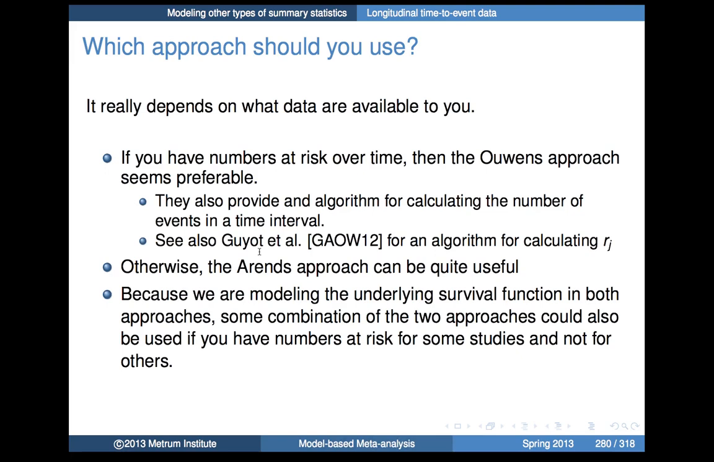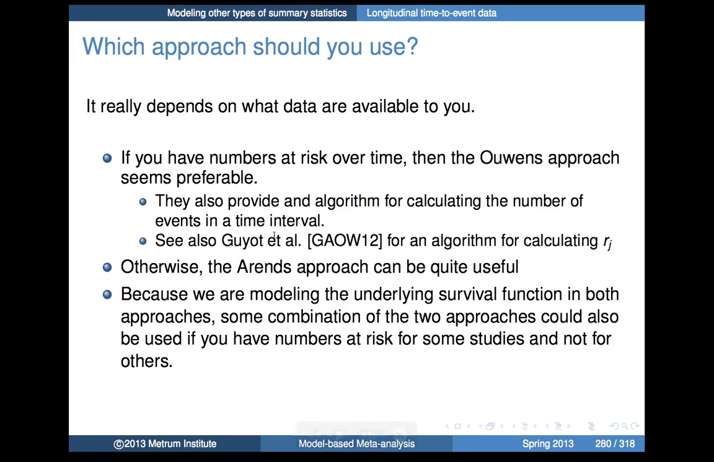If you don't have those numbers at risk over time, then it's kind of a toss-up, I think, as to whether you want to use the Aaron's approach or the Uvens approach. Both, at that point, require you to make some implicit or explicit assumptions about censoring that could be very impactful in terms of your analysis.